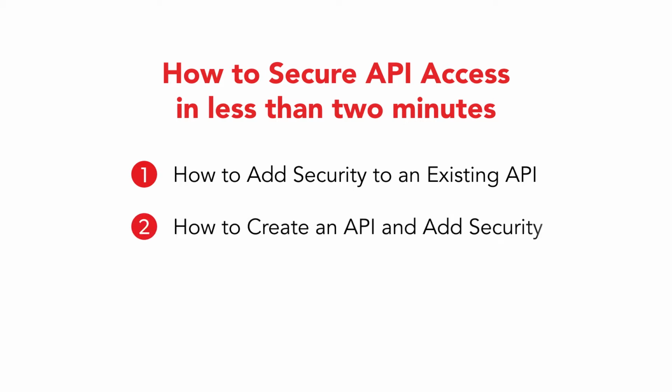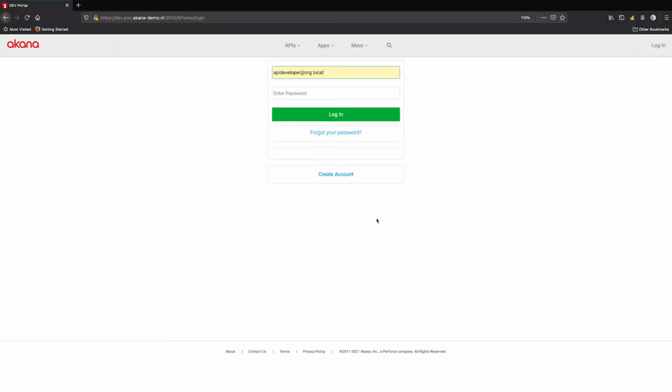Next, by creating that API and then have security added to it automatically. And finally, by executing the entire process in a fully automated manner. So first, let's add security policies to an existing API.